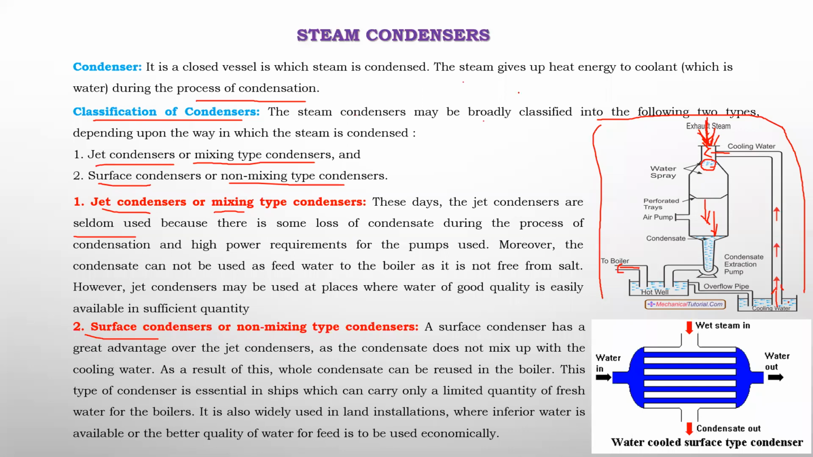In order to avoid that, instead of going for jet condensers, we go for surface condensers. A surface condenser is a non-mixing type. Why is it non-mixing type?